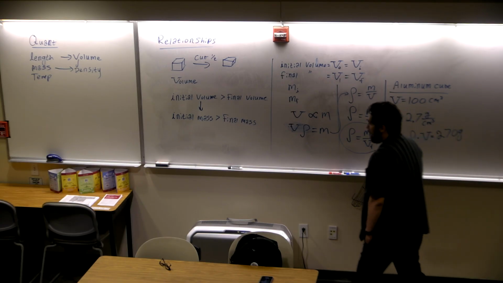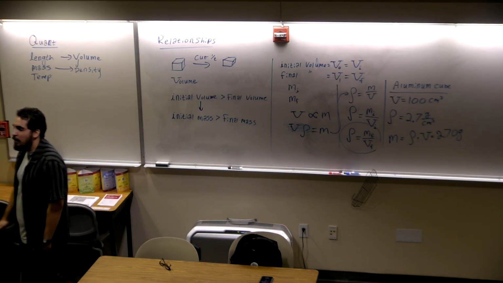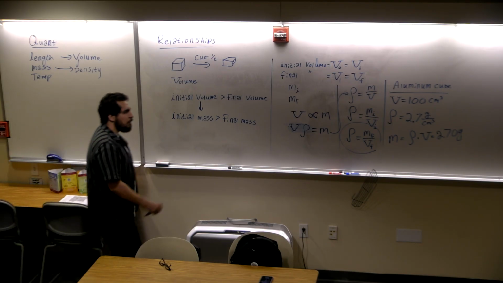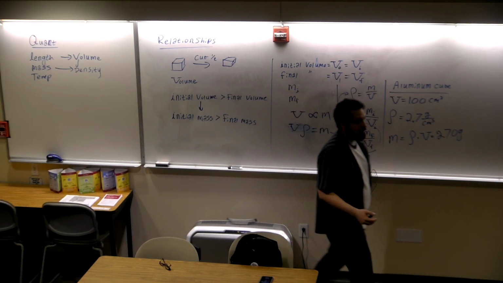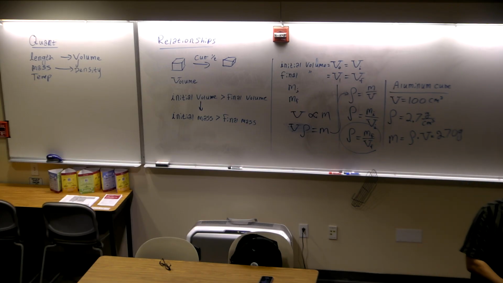We study these relationships because we can use them to determine different quantities in physical scenarios. We can make predictions. In other words, I predict that the mass of this aluminum cube is 270 grams. If we wanted to test our prediction, we take it to another lab that has a working scale, we put it on, and then we see it doesn't match up.